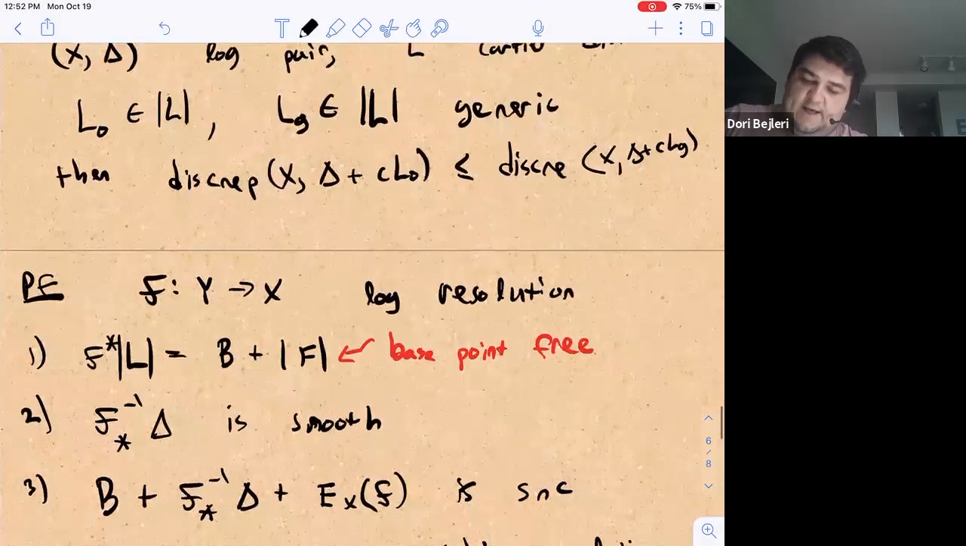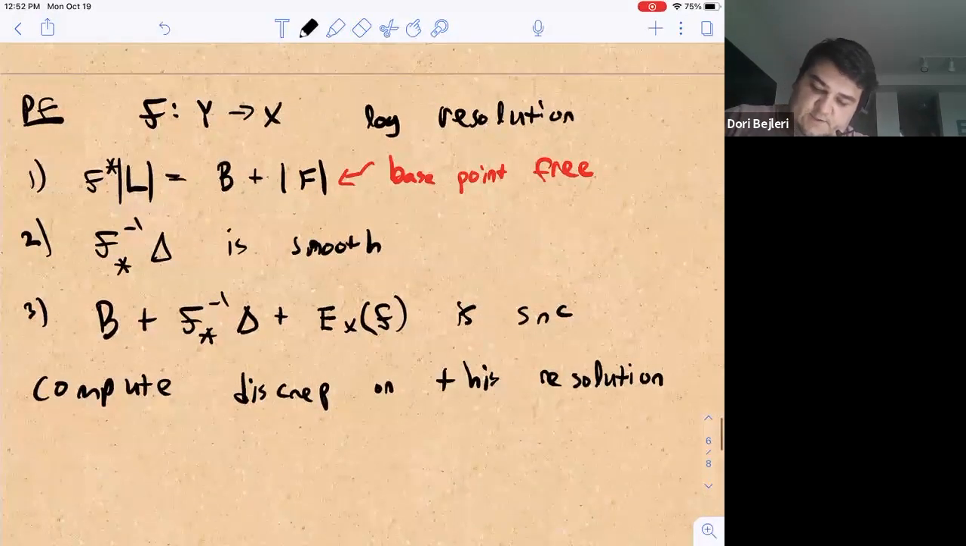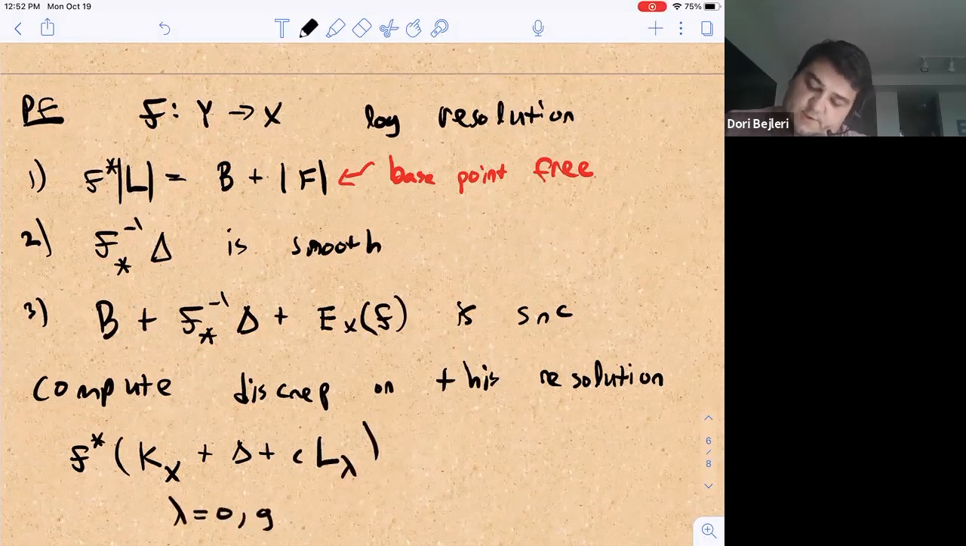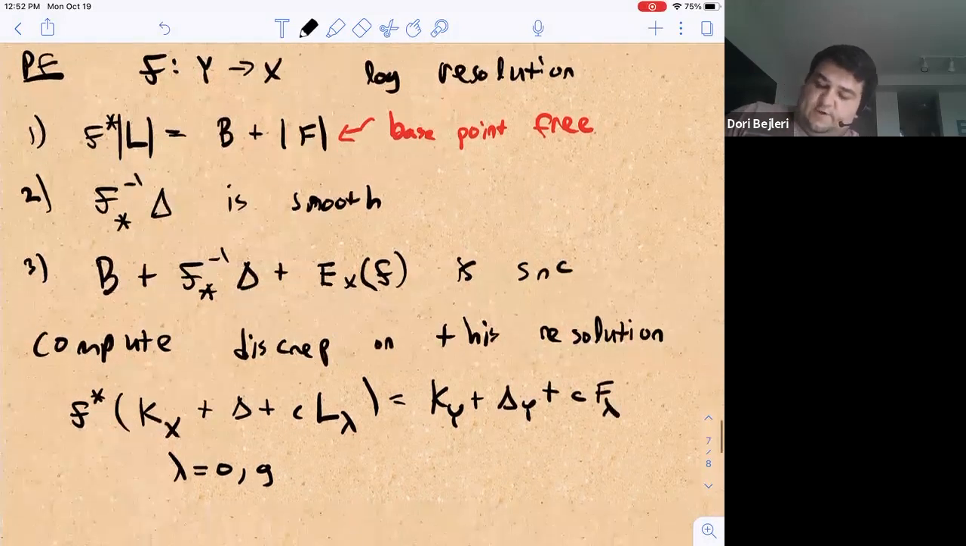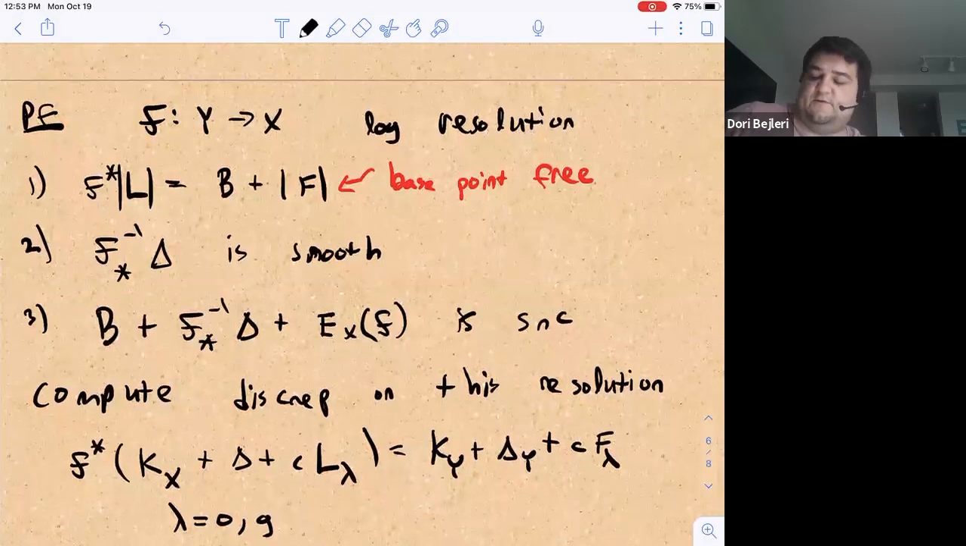And for our L0 and our LG, these are these moving divisors in our linear series. We can see that the discrepancies, so to do this, we have to write down f upper star KX plus delta plus C L lambda, where lambda is either 0 or G. It's either the special or the generic. Pick our divisor upstairs to allow us to compute. And now the point is that we can compute the contribution coming from L, we can pick from this base point free series.